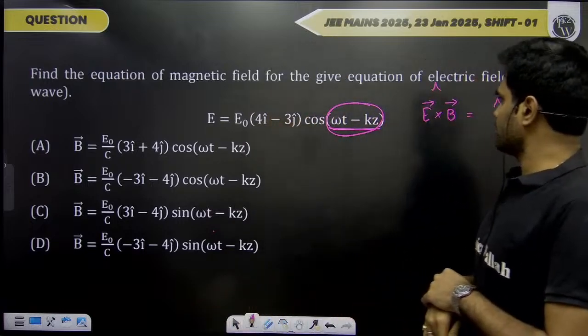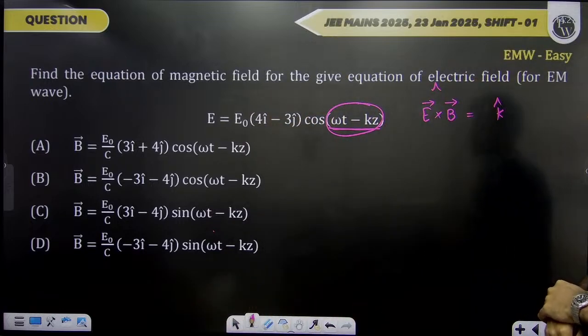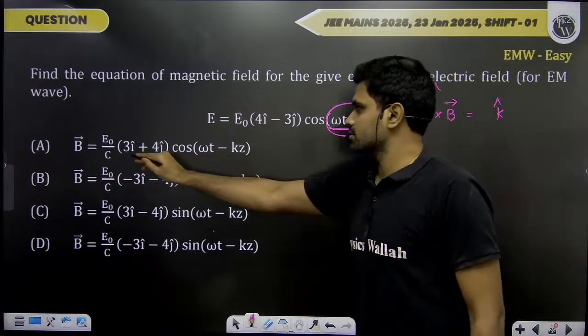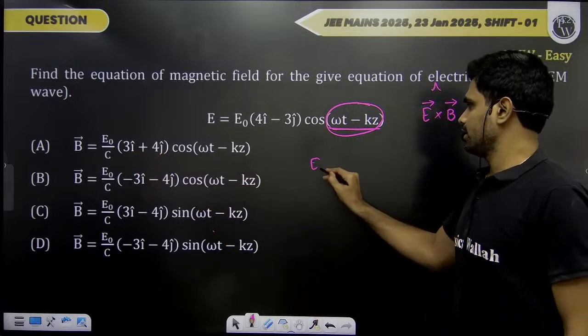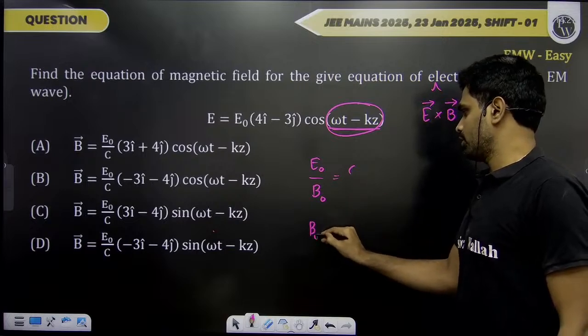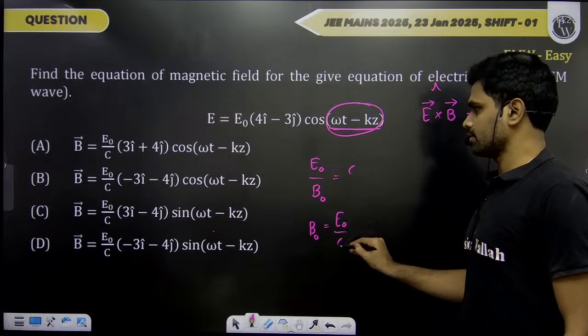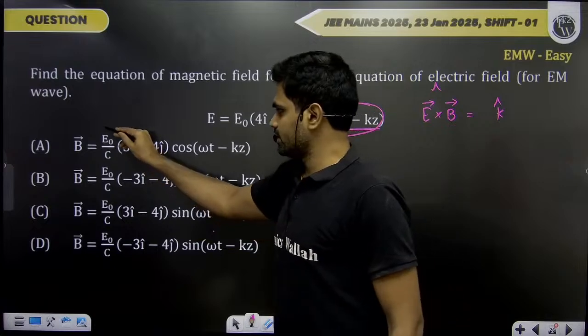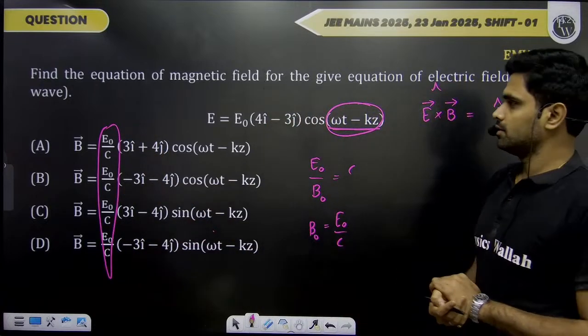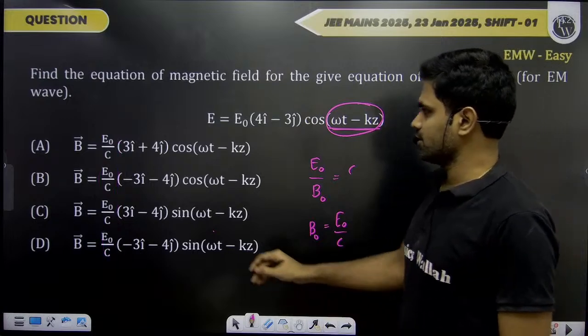Now let us see which of these options gives that, and how are these magnitudes related? E naught by B naught is c. So B naught will be E naught by c. With that we can't eliminate any options because all of them have the same magnitude, E naught by c.